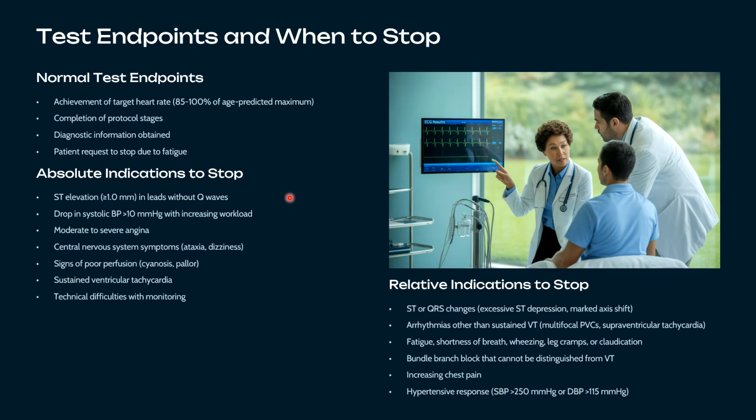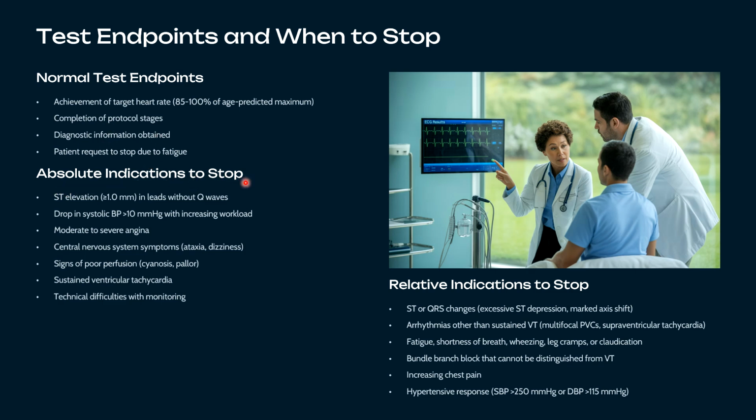For the official purpose, insurance card, current medication, previous cardiac test results, water and a small snack, etc. Test endpoints and when to stop. Normal test endpoints: achievement of the target heart rate, that is 85 to 100% of the age predicted maximum. When a person attains the maximum heart rate, then the exercise should be stopped, otherwise it may cause a heart attack. So there are other points also that should be kept in mind.